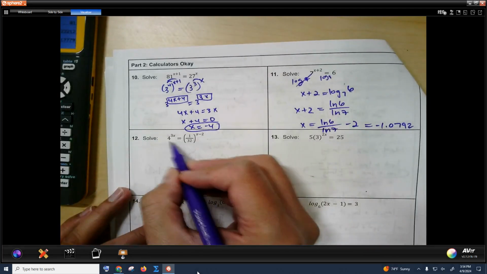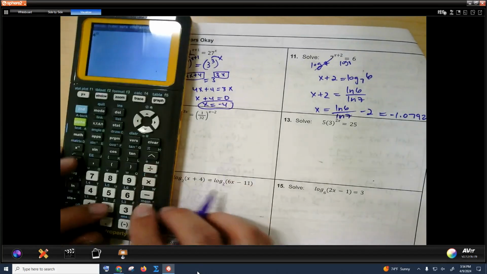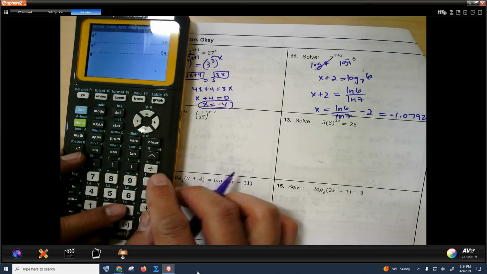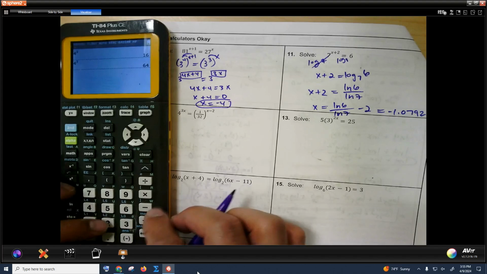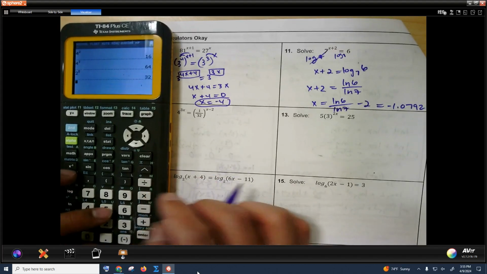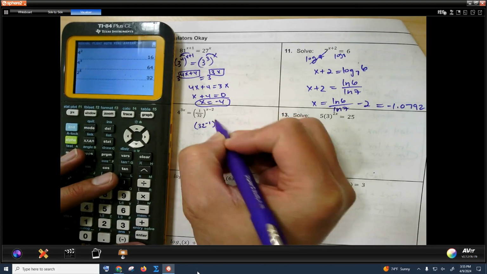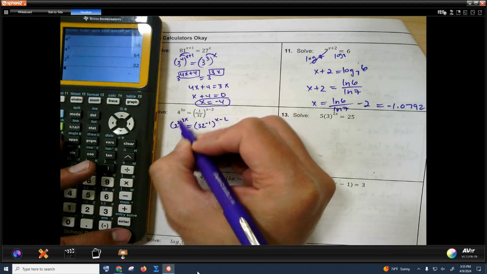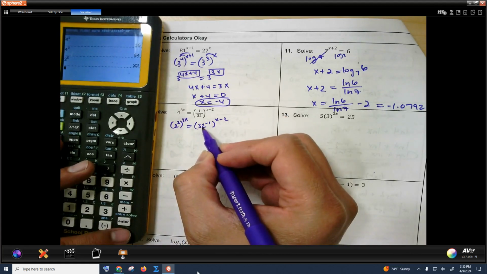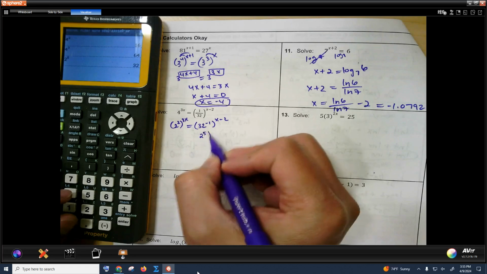Okay, this one, let's try to get the same base. So let's see. Let's start checking. 4 squared, 4 cubed. We're not going to get that. So maybe I'll try 2. So 2 to the 5th power, 32. So first, let's move 32 up. And then let's write 4 as base 2 squared. Then 32 could be written as 2 to the 5th power.